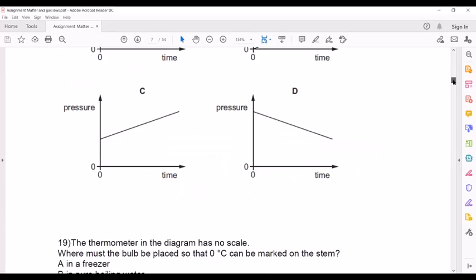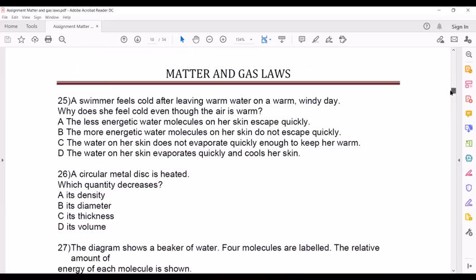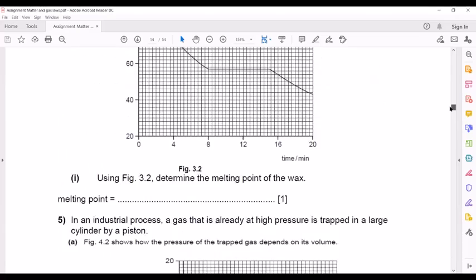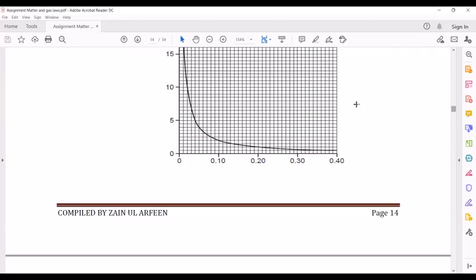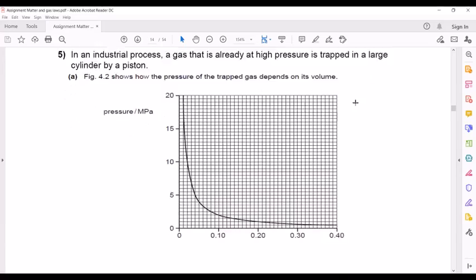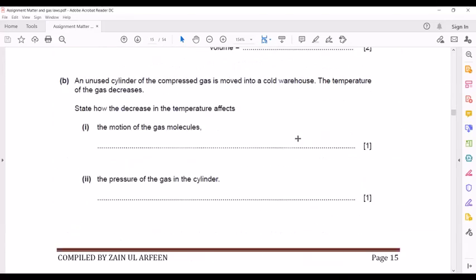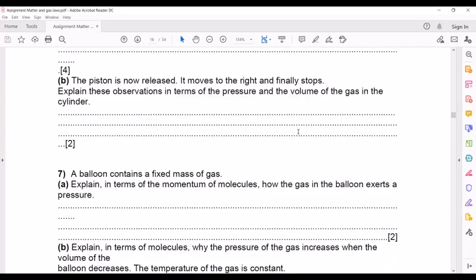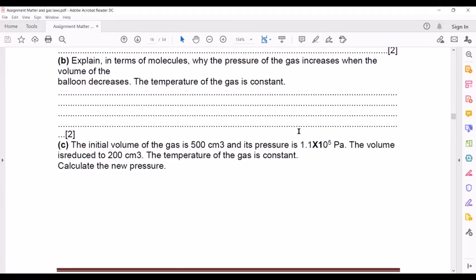So we'll do some questions related to Boyle's law. In this question, the initial volume of a gas is 500 cm cube. That's the starting volume of the gas. And its pressure is 1.1 × 10^5. So that's the starting pressure.